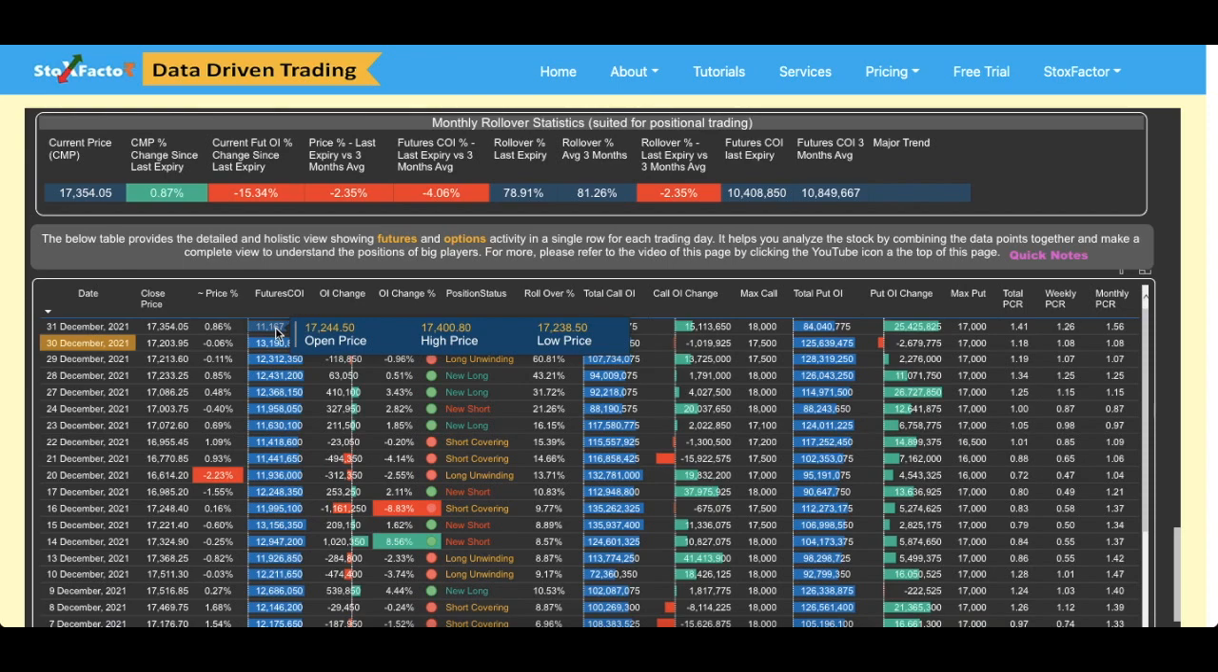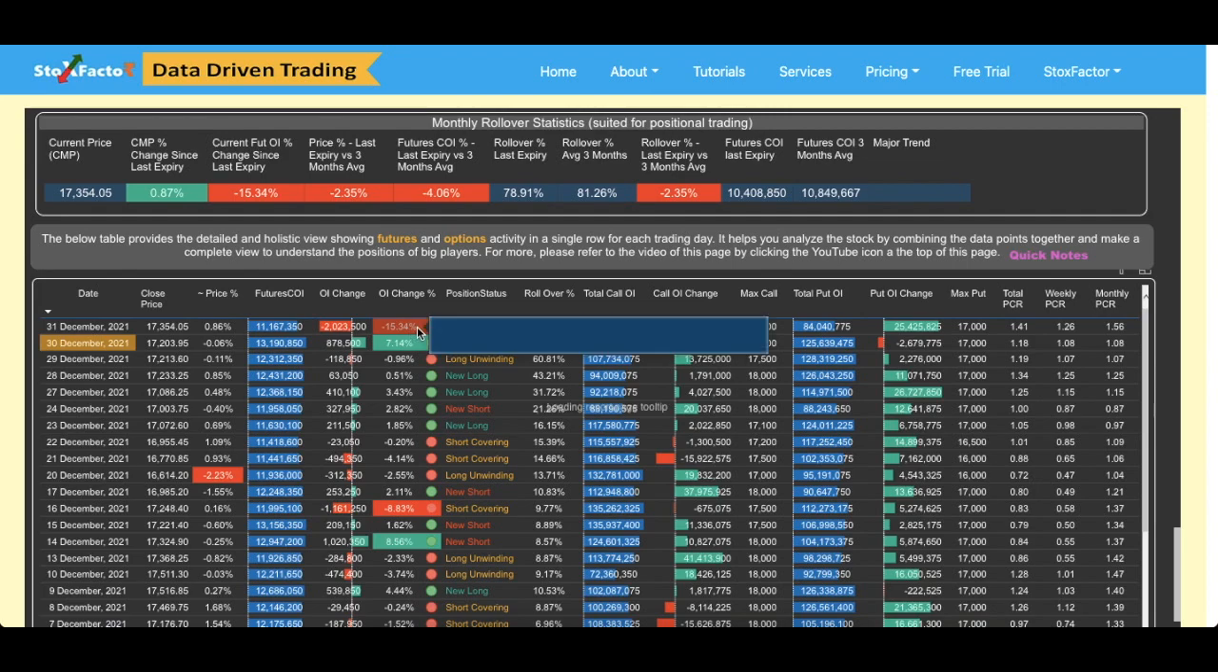So this is around 11,167,000, right? Similarly, on the previous day, on the last day of the expiry, the rollover cumulative open interest was 10,408,000, right? So we can clearly see that there has been an increase in the open interest. So we will not look at this number, we will look at this number, and from this number, the futures cumulative open interest has increased, right? So overall, we can see that on the first trading day, new long positions were being created in Nifty.